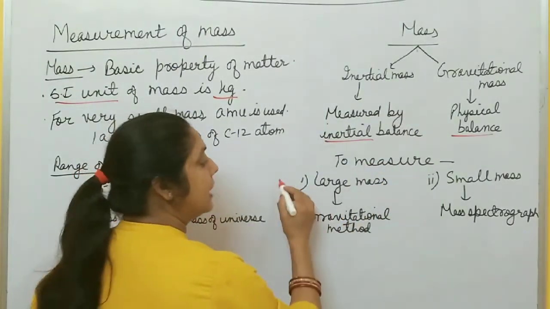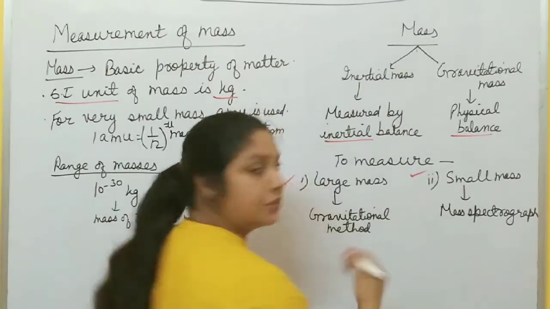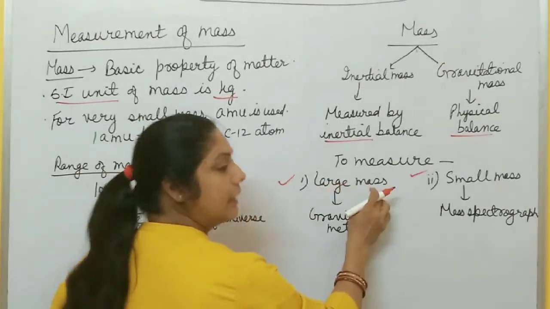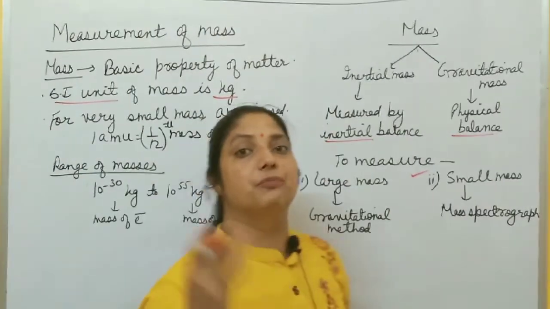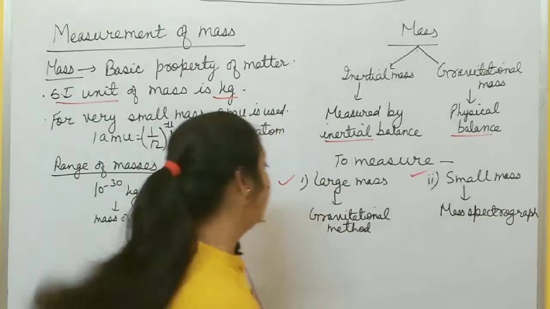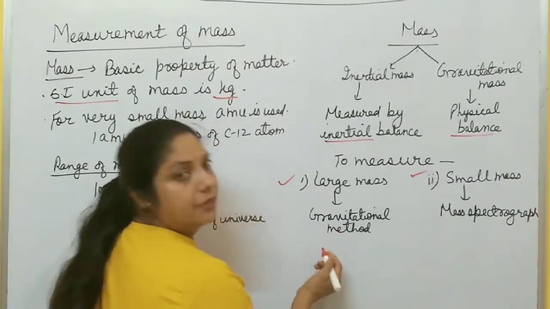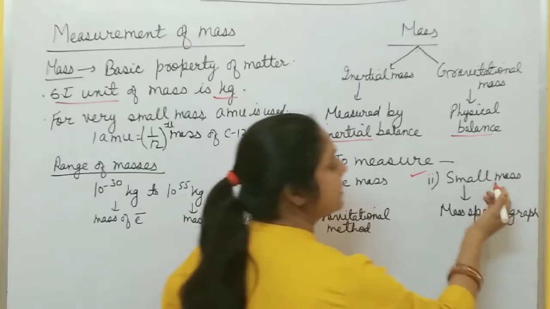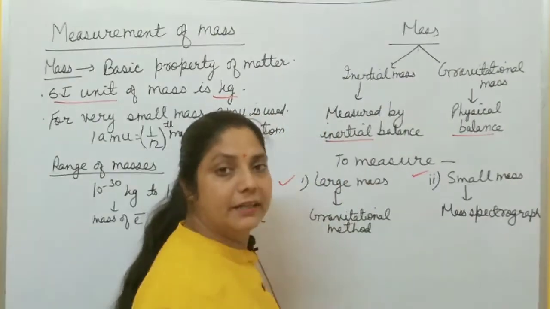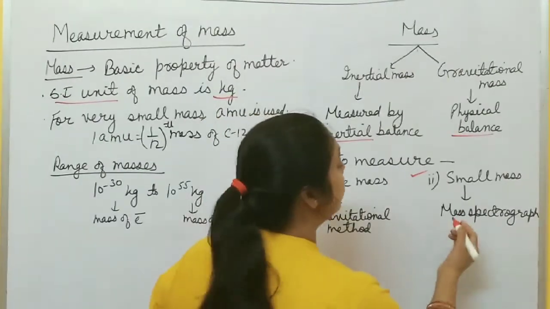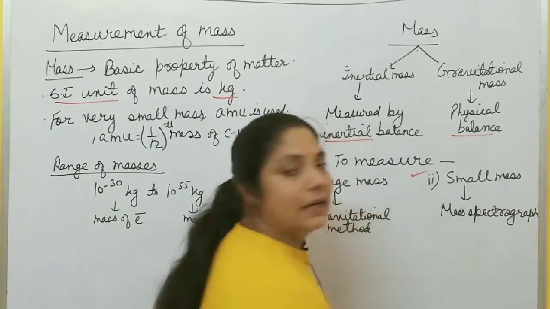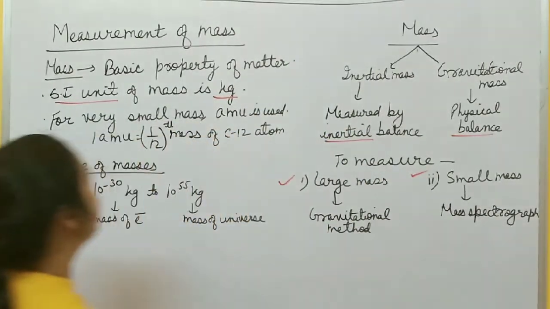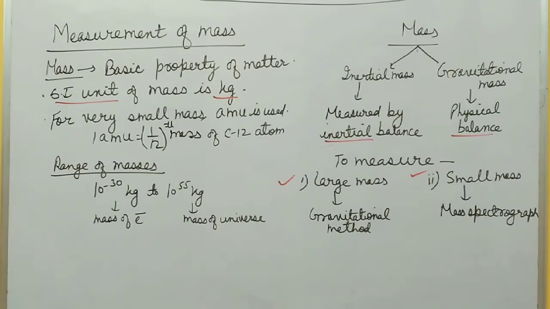Now to measure large mass and small mass, which method is used? To measure larger masses like the mass of planets, stars, the sun, the gravitational method is used, right? And to measure small mass like the mass of atoms and subatomic particles, it is measured by using the mass spectrograph method. So this is just a little bit about measurement of mass.